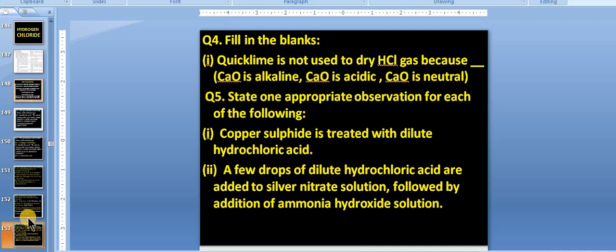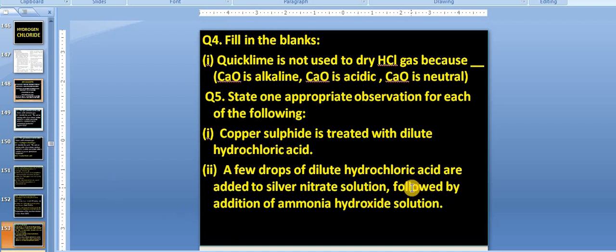If you don't want to write moist lead acetate paper, you can write lead acetate solution turns black. So that is also acceptable. Okay, so please be careful about observation based questions. Okay, second is: few drops of dilute hydrochloric acid are added to silver nitrate. This is very much clear to you.